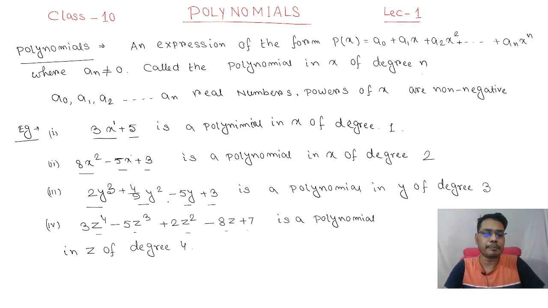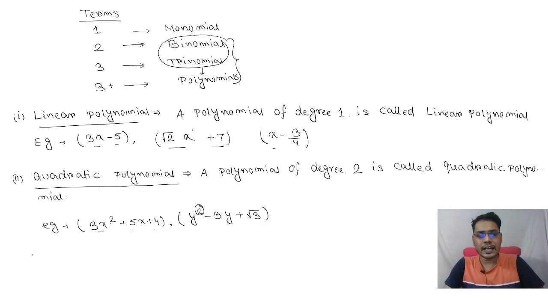You have to look at the power of y. The highest power is 3, so the degree is 3. In the fourth example, the highest power of z is 4, so the degree is 4. Now when there is one term, that is called a monomial. If two terms or more than two terms, that is called a polynomial. It has also different names, but all of these come under polynomials.